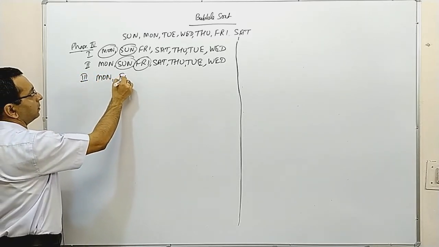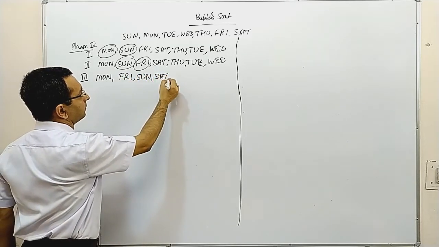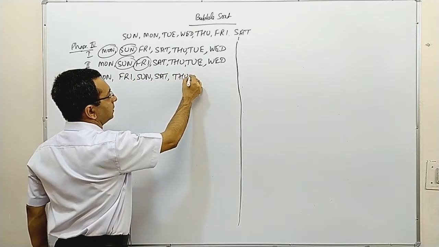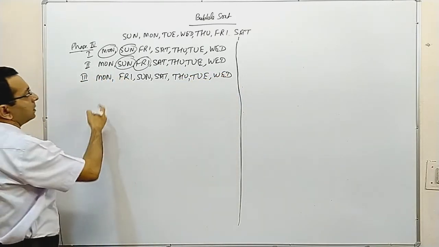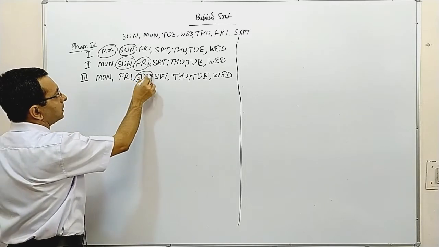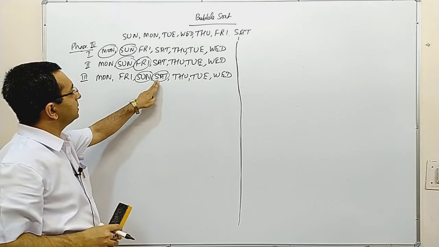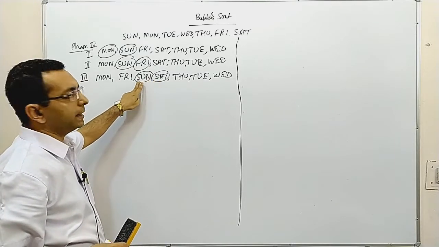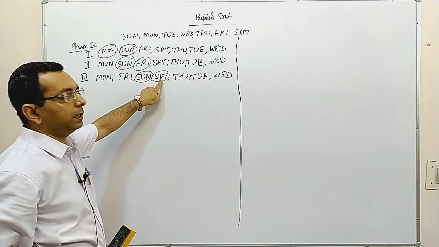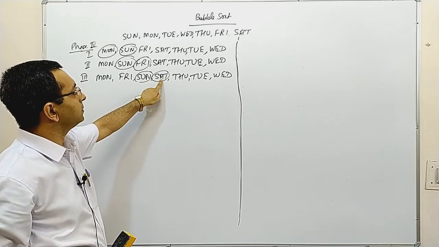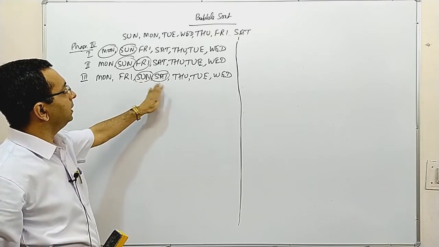So in the third step: Monday, Friday, Sunday, Saturday, Thursday, Tuesday, Wednesday. So now Sunday will be compared with Saturday, and here you can see both start with S, both are equal. So what to do? U will be compared with A, but A comes first in comparison to U. So Saturday will be here and Sunday will be here.